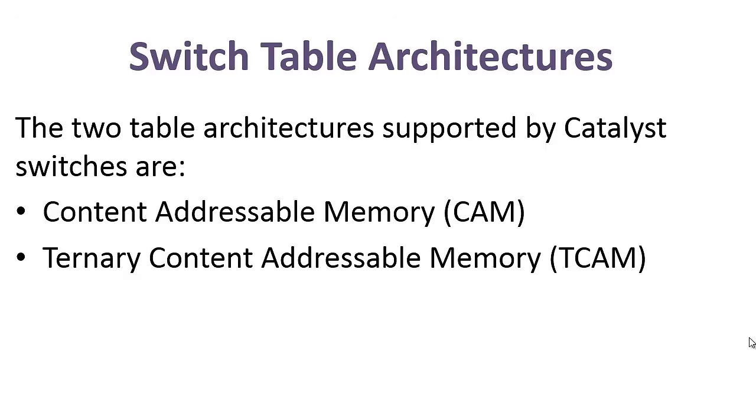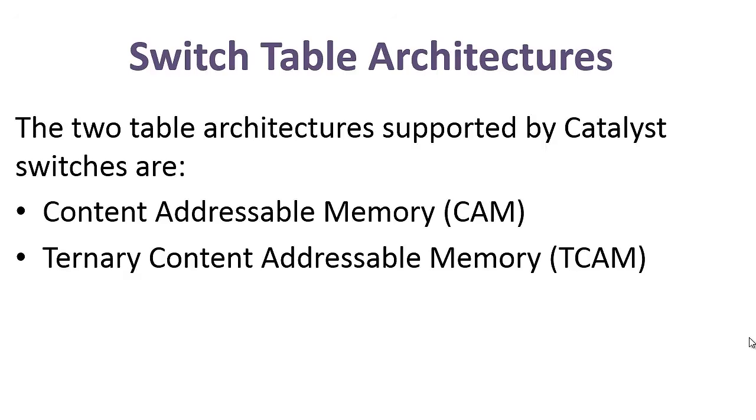TCAM is most useful for building tables for searching on longest matches, such as IP routing tables organized by IP prefixes. The TCAM table stores ACL, QoS, and other information generally associated with upper layer processing. As a result of using TCAM, applying ACLs does not affect the performance of a switch.